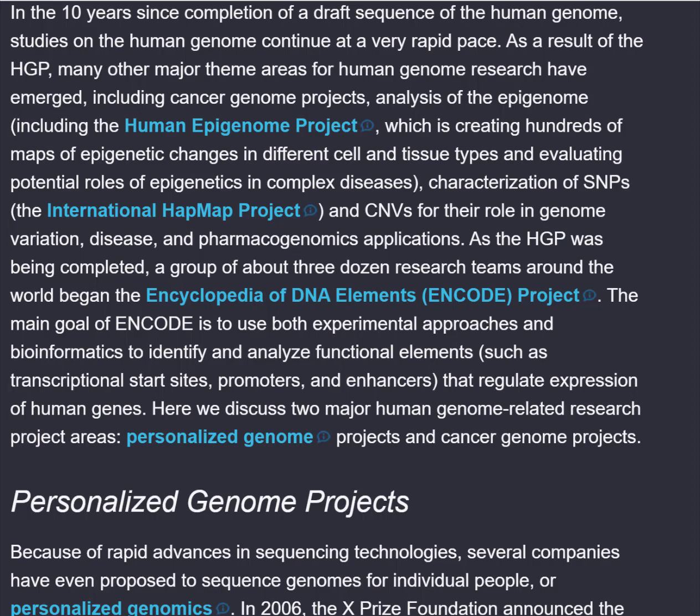Applications. As the HGP was being completed, a group of about 36 research teams around the world began the Encyclopedia of DNA Elements (ENCODE) project. The main goal of ENCODE is to use both experimental approaches and bioinformatics to identify and analyze functional elements, such as transcriptional start sites, promoters, and enhancers, that regulate expression of human genes. Here we discuss two major human genome-related research project areas: personalized genome projects and cancer genome projects.